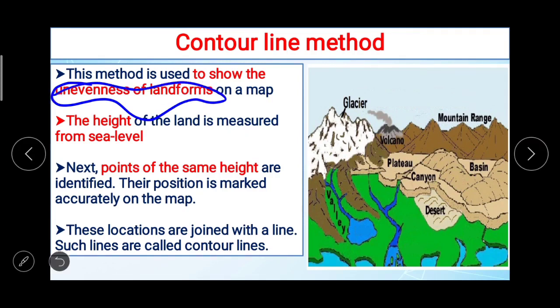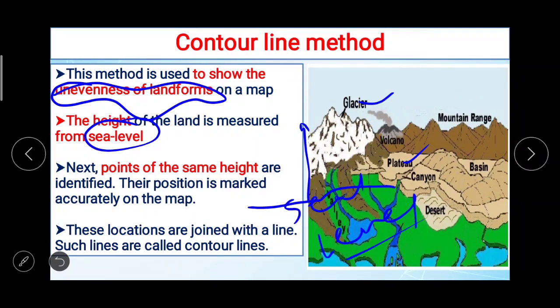If there is change or the difference in the height or the elevation, then we use contour line method. So this method is used to show the unevenness of landforms, for example glacier, plateau, and of different types like mountains, valleys. The height of the land is measured from sea level. Height को measure करते वक्त कभी भी sea level को लेके height को measure किया जाता है. ये एक important चीज याद रखना.